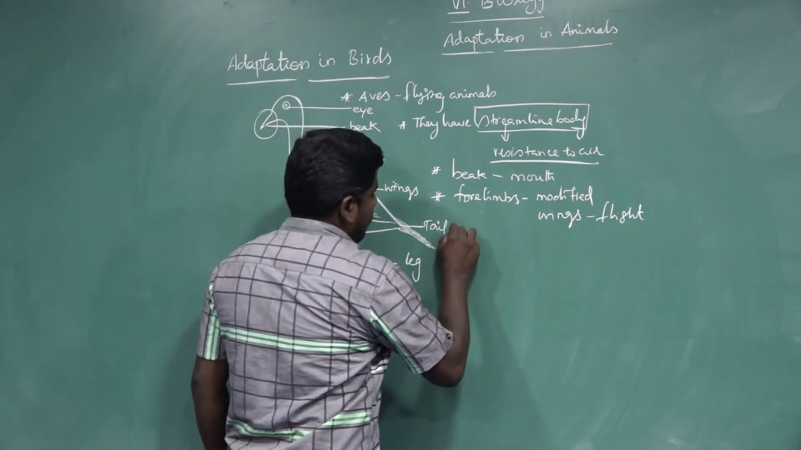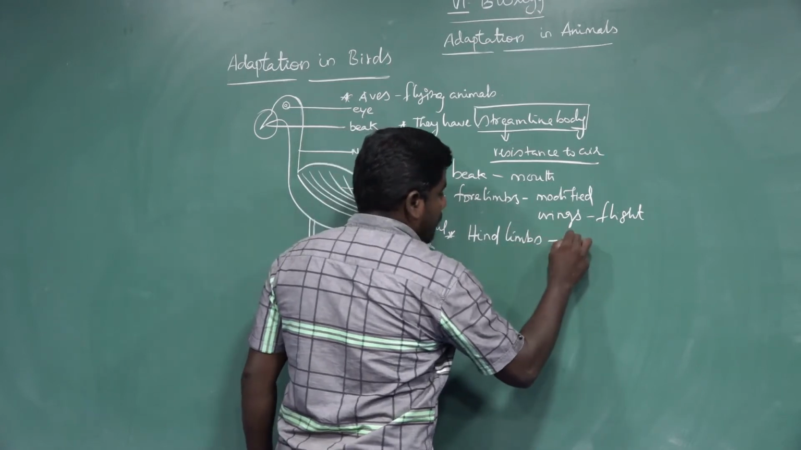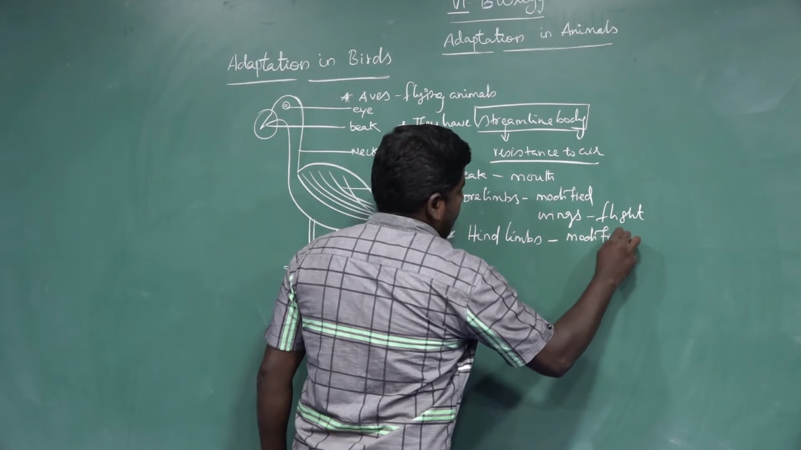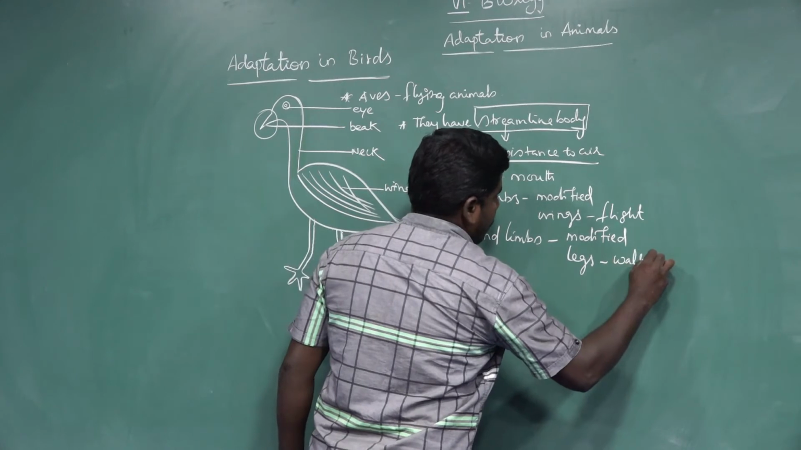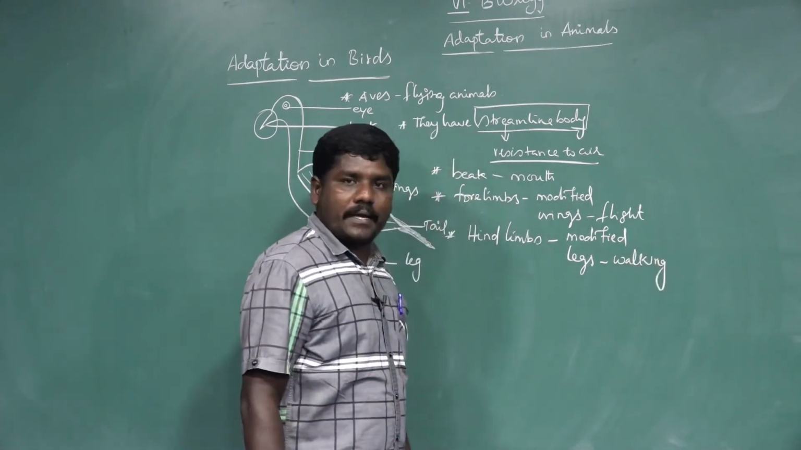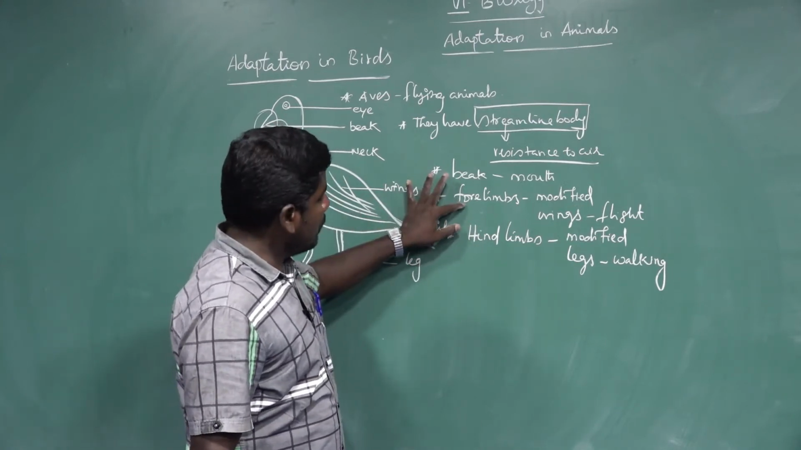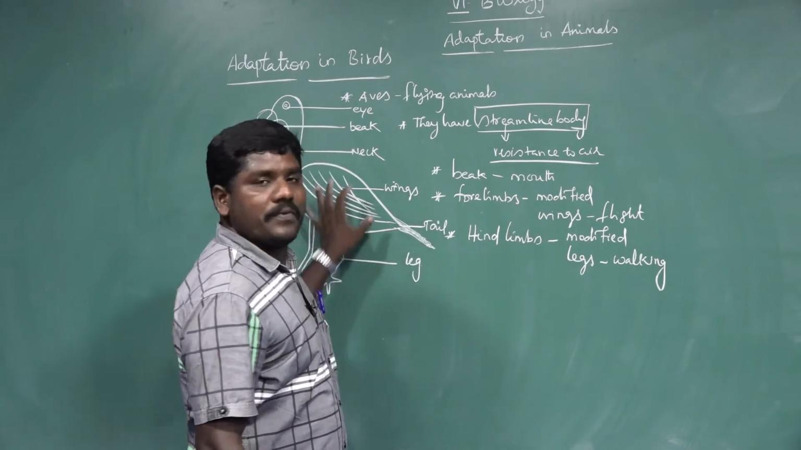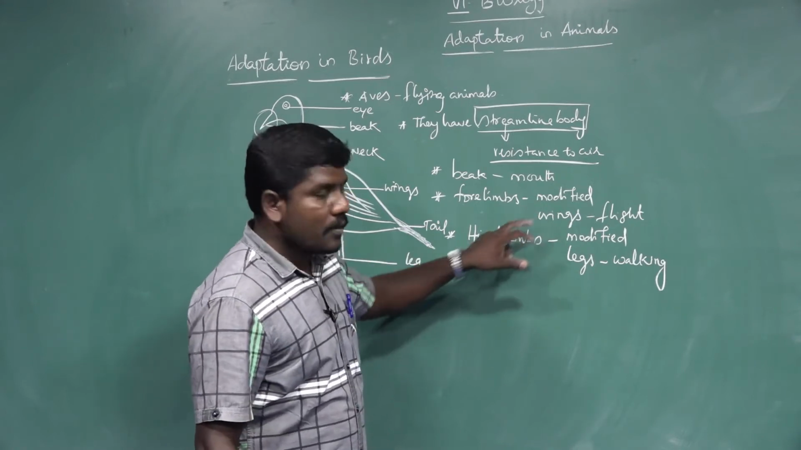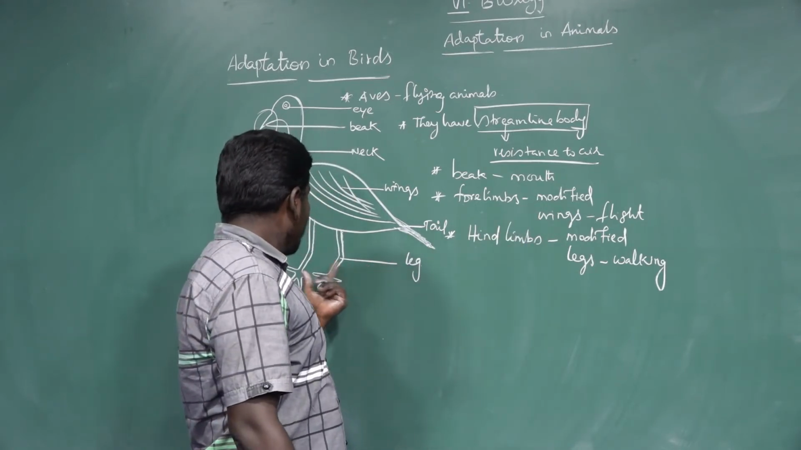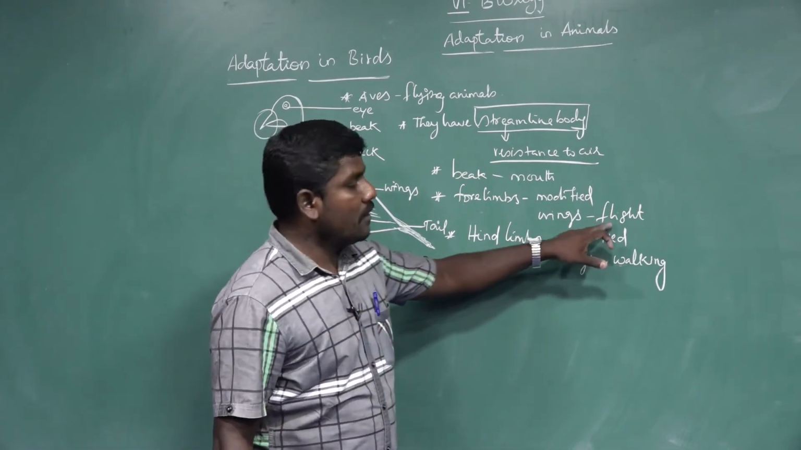Hind limbs are modified into legs, adapted to walking. So that is the adaptive characters of birds. The forelimbs are modified into a pair of wings. At the same time, the hind limbs are modified into a pair of legs. So the pair of legs is adapted for walking, and the pair of wings is adapted for flight.